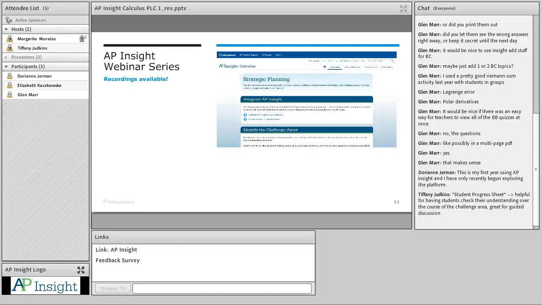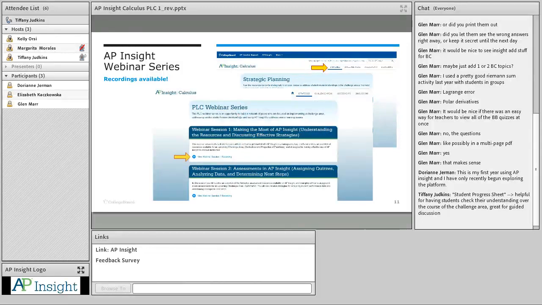Basically, if you go to the AP Insight platform, there is a tab that says Strategies. It's right there. There's the arrow. And then you want to navigate down to this little section of the menu under that heading, Integrate AP Insight. It will bring up the PLC webinar series, and this is where you can see multiple recordings listed. So this one will be added to that menu, and you can see the topics there, things like using effective strategies and assigning quizzes, looking at the data from your students.